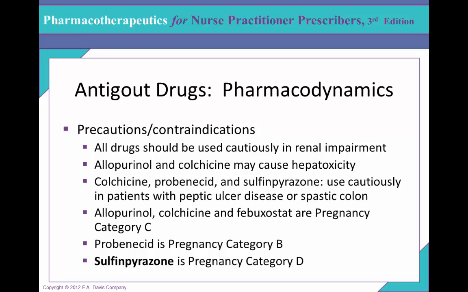So the precautions and contraindications: all these drugs must be used cautiously when the patient has renal failure as well as liver failure, because allopurinol and colchicine could cause hepatotoxicity. Colchicine, probenecid, and sulfinpyrazone should be used cautiously in patients when they have peptic ulcer disease, because remember, even though colchicine is one of the best choices when the patients cannot tolerate NSAID, at higher dosages they also could produce GI distress. For pregnancy, probenecid is the only one that is a category B. The rest are either C or D.